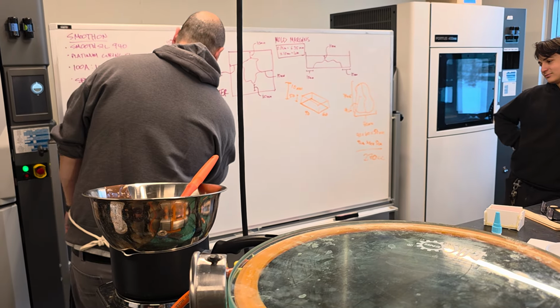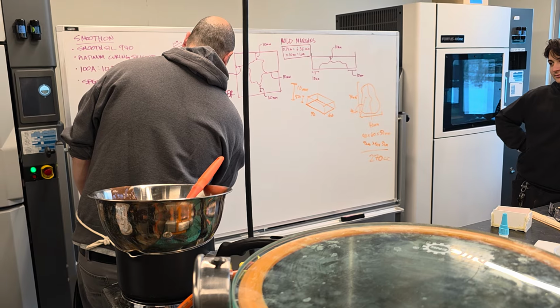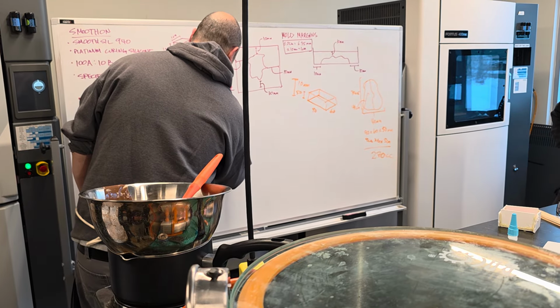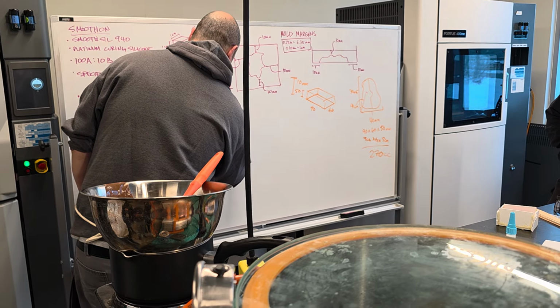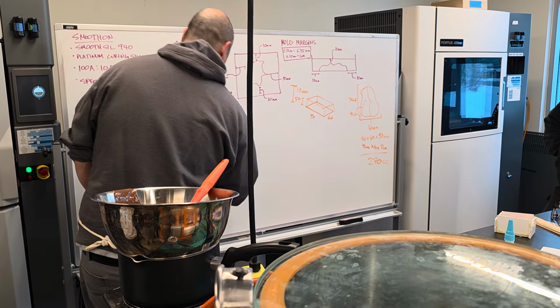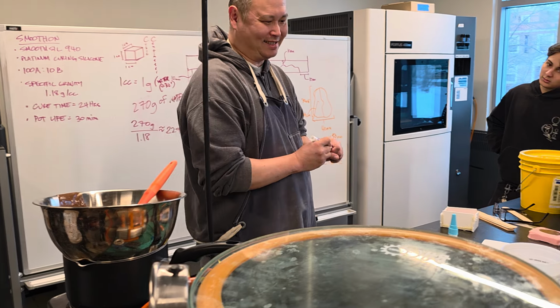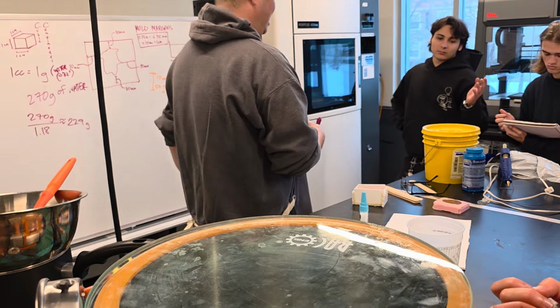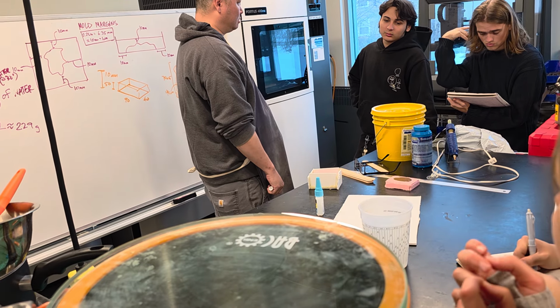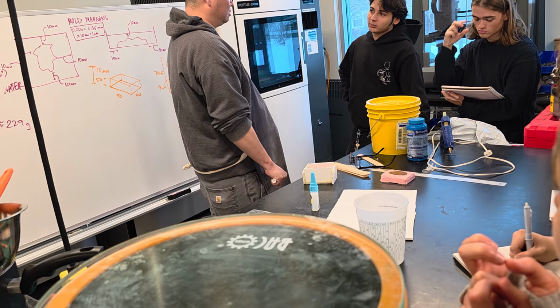What we did is we took 270 grams of water and we divided it by the specific gravity, and that gave us, what did I say, 229? Approximately 229. It's not exact. It's like 228.813. So is it easier to weigh than to measure it with the volume cup?